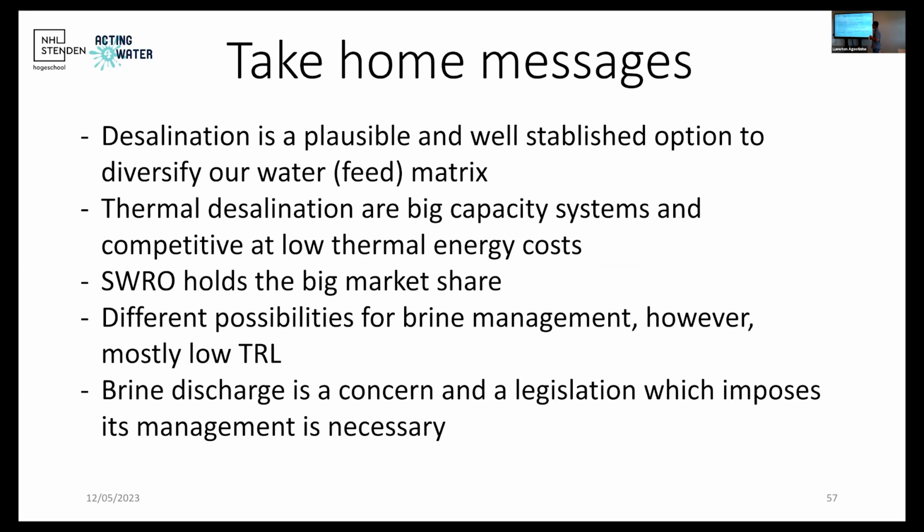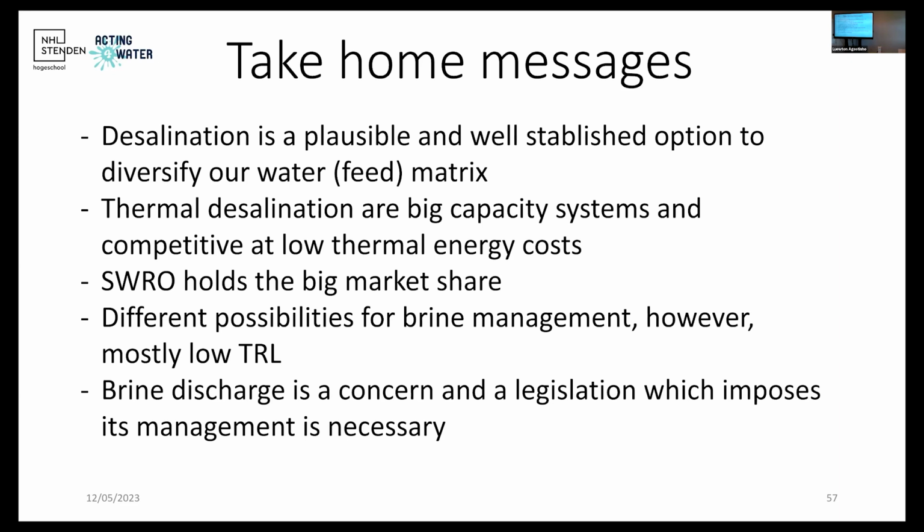Okay, some take-home messages. We reached now the end. So desalination is a plausible and well-established option to diversify our water matrix. If you want to move out a little bit from this river and groundwater matrix that you have, as we discussed in the first part, thermal desalination systems are big capacity and competitive at low thermal energy costs. Seawater reverse osmosis now holds the big market share, so it's the most used technology in percentage, not in volume. We also saw this in the first part, because the thermal systems are still treating much bigger volumes.